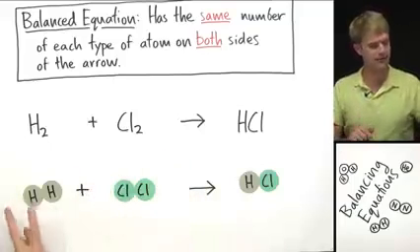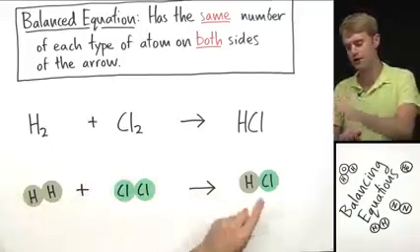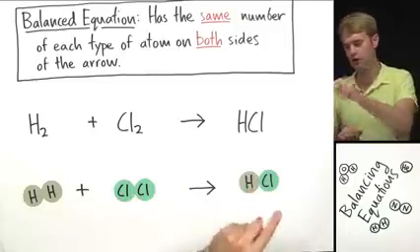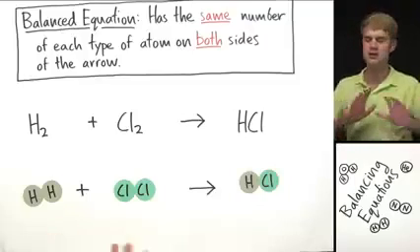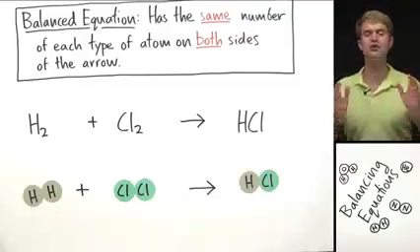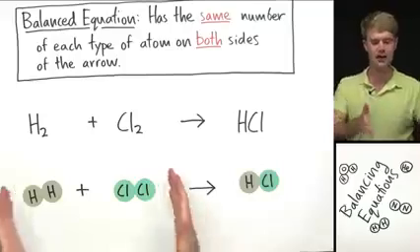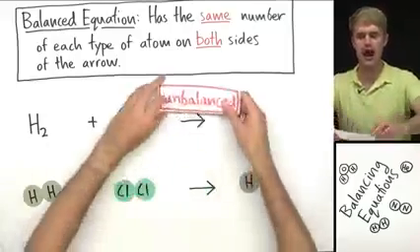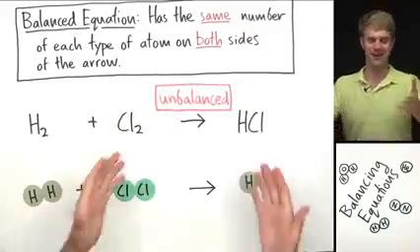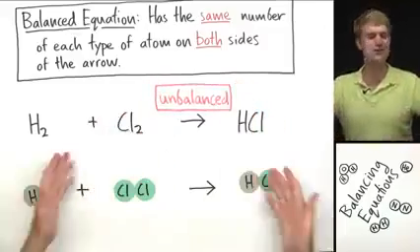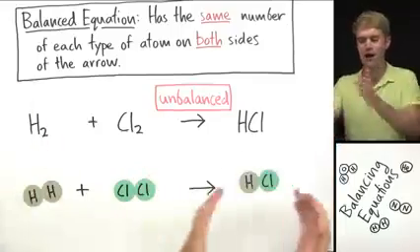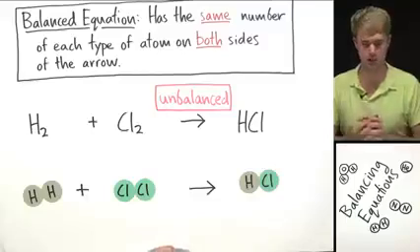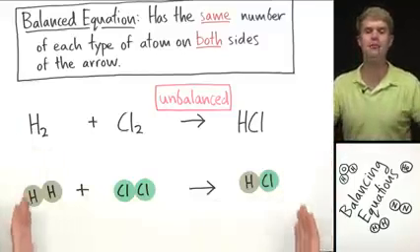On this side of the arrow, I have 2 hydrogen atoms. Over on this side, I only have 1. Over here, I have 2 chlorines, and over here, I only have 1. So this is not a balanced equation. We don't have the same number of each type of atom on both sides. This isn't a balanced equation, so we call it an unbalanced equation. Unbalanced is just the word for an equation that's not balanced. It has different numbers of one or more of the types of atoms on the 2 sides of the arrow. Okay, so this is currently an unbalanced equation.